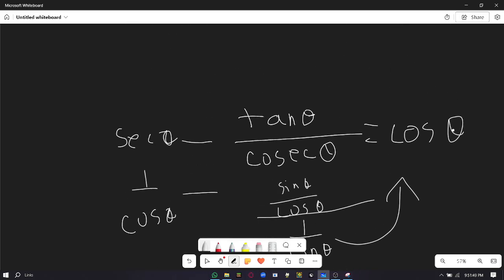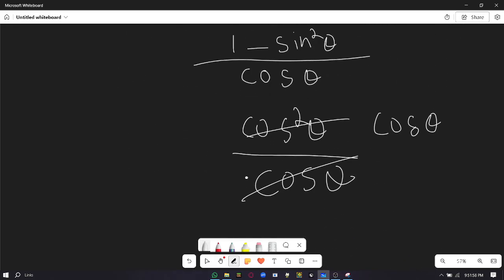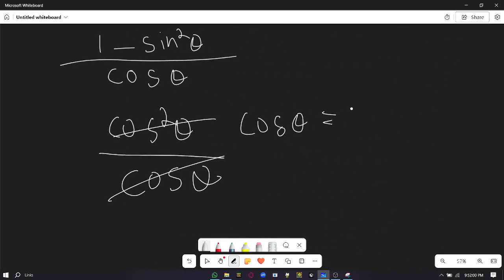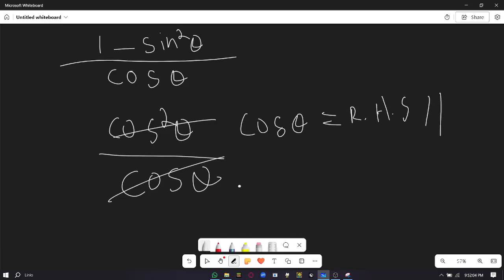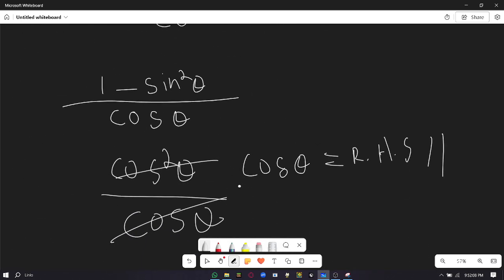Oh yeah, one more thing I want you to remember to write LHS. It's the left hand side. You start with the complicated side and work your way to the easy side. Hence, it goes to RHS, and that's it. See, cosine theta, cosine theta. It's proved. Very basic, very simple, very nice. Right, let's do another one.